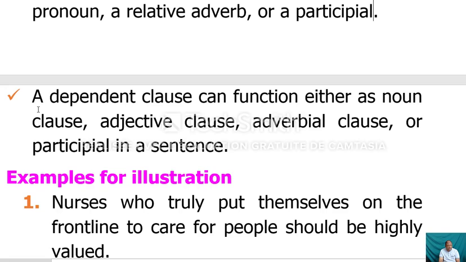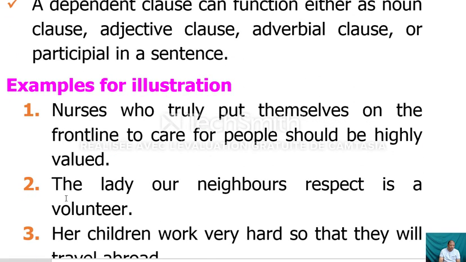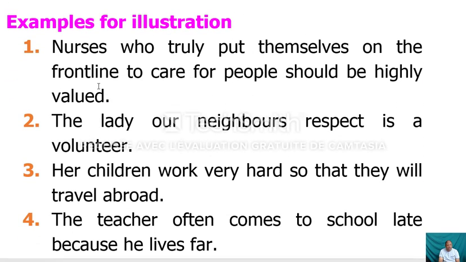Another thing to state is that a dependent clause can function either as a noun clause, an adjective clause, adverbial clause, or participial in a sentence. So these are four elements related to what we call dependent clauses. Okay, now the examples. Let's see number one.